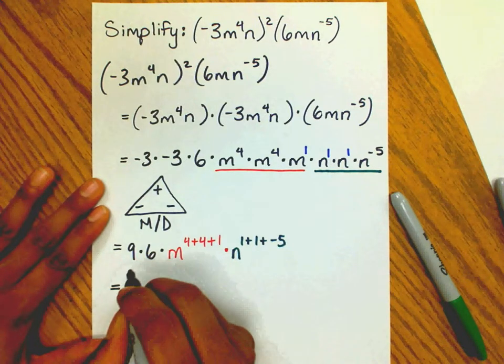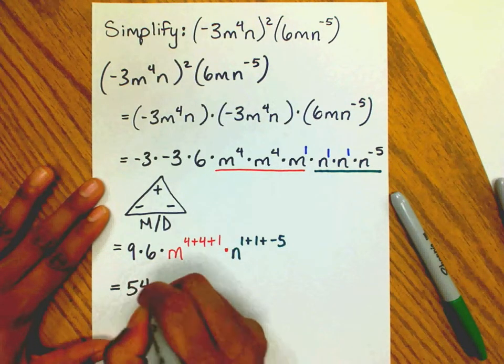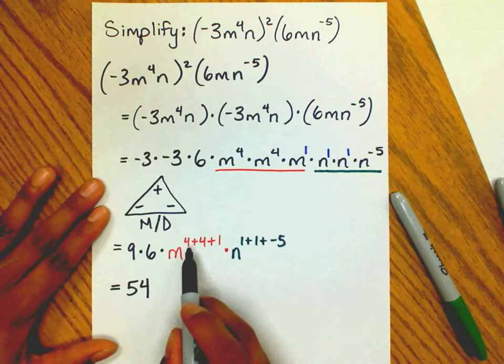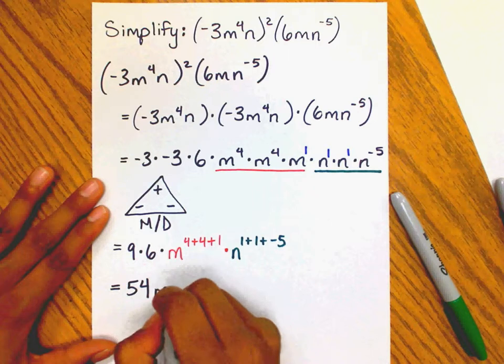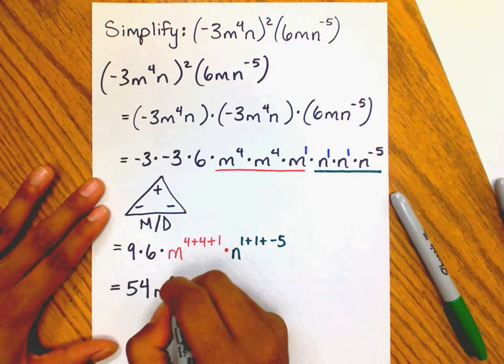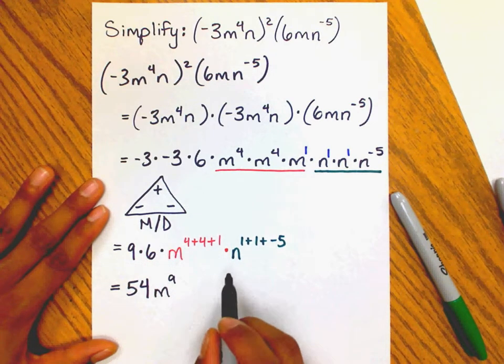Now we just add these. 4 plus 4 is 8 plus 1 is 9. So this should just be m to the 9. There we go. Now we're going to add these.